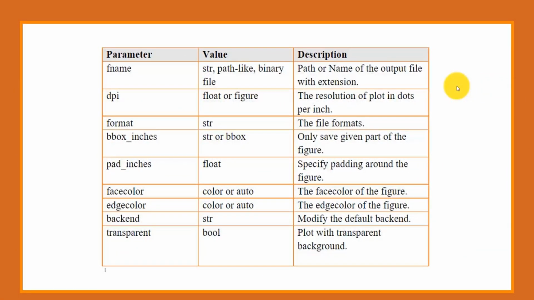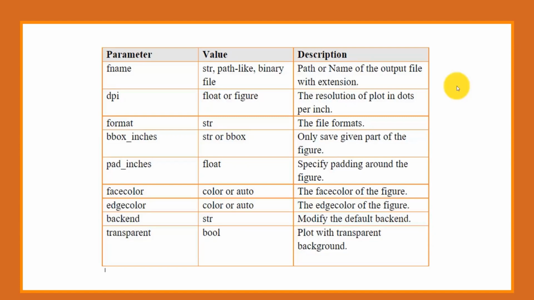So firstly we discuss some parameters of the savefig function. The first parameter is fname, and it takes a string or a path-like binary file value. Basically, fname is a path or the name of an output file with an extension. Then the next parameter is dpi. It takes a float or a figure value. Basically, it specifies the quality of the figure, or we can say the resolution of a plot in dots per inch. Another parameter is format, and it takes a string value and specifies the file format.